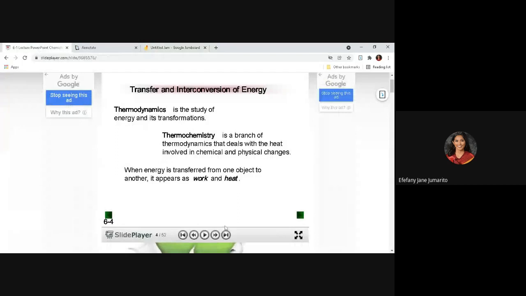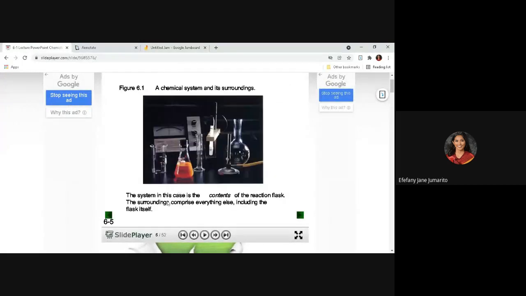Okay, so we have that one. Now, if we have this solution, the system in this case is the contents of the reaction flask. Now the surroundings comprise everything else, including the flask itself. So the flask itself is part of the surrounding. Now the system is only the contents, your solution. That's the system.